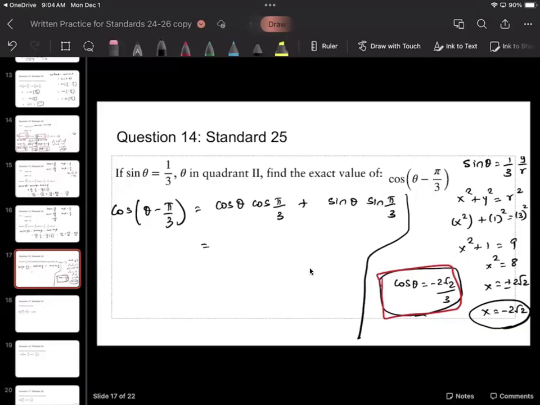Now we plug everything in. So cosine theta is negative 2 root 2 over 3. I know cosine pi over 3 is 1/2. It's a unit circle angle. Sine theta was given to be 1/3, and I know sine pi over 3 is root 3 over 2. So now I simplify. So this 2 and this 2 goes away. Okay. So then my answer is just negative root 2 over 3 plus root 3 over 6. That's it.